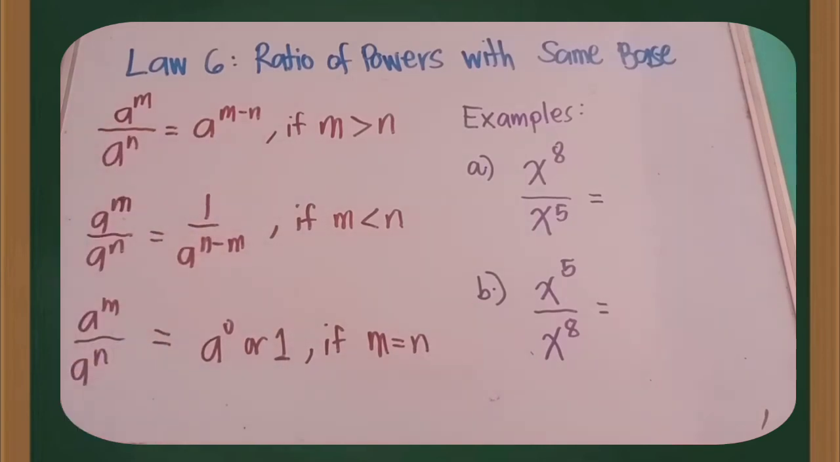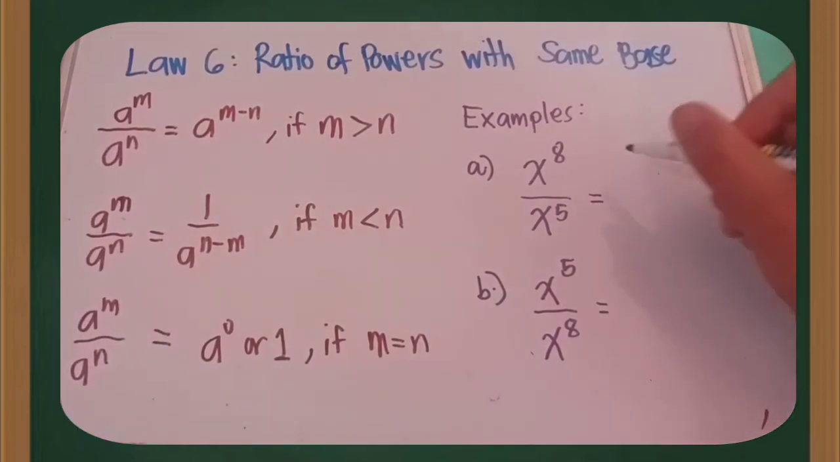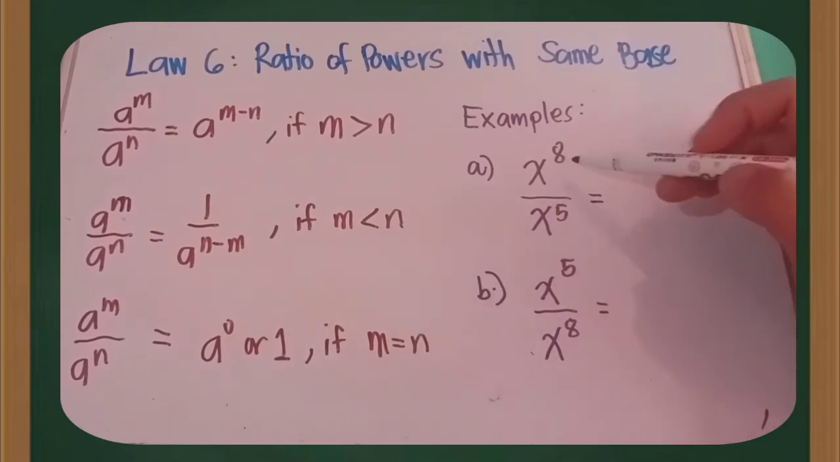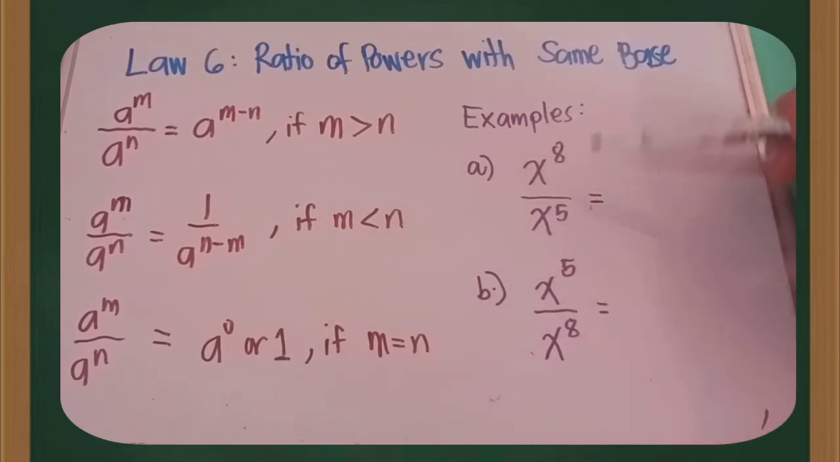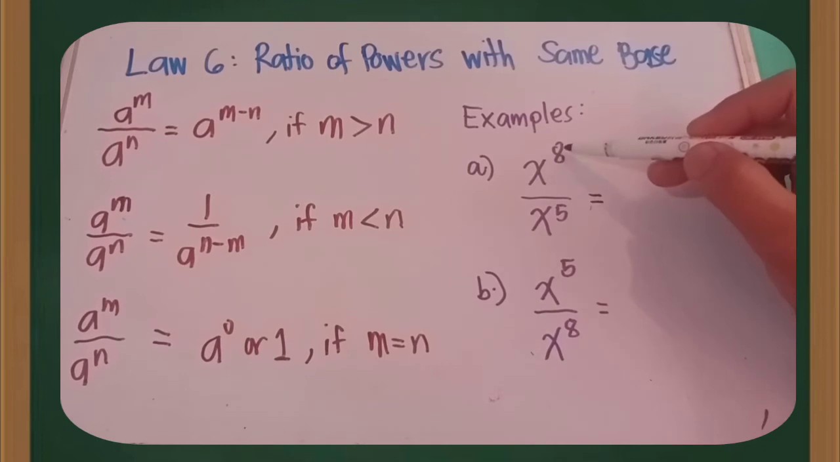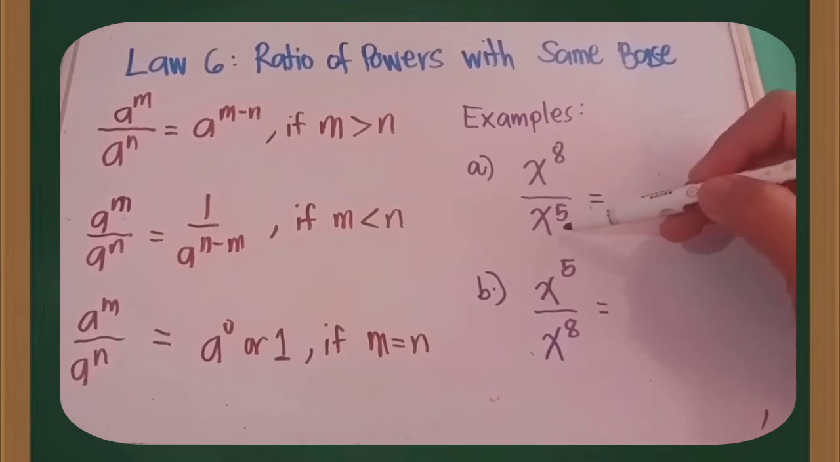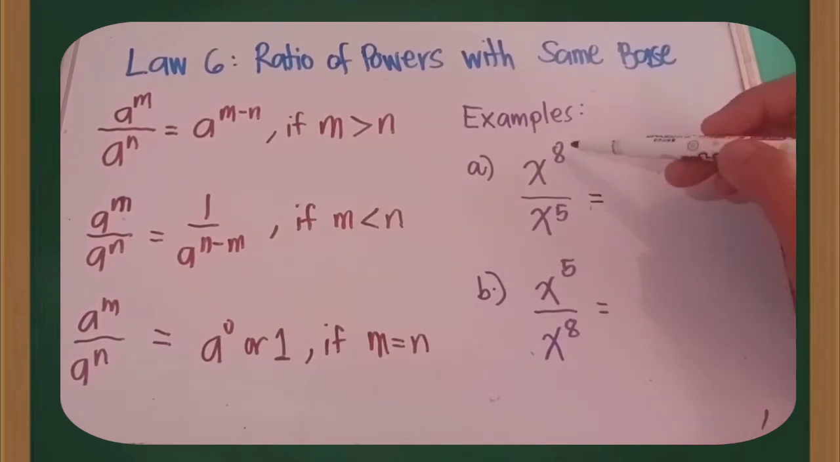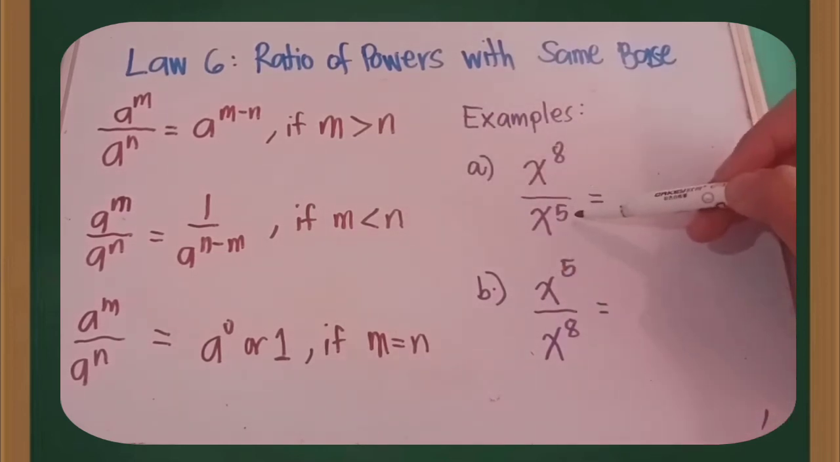Now, what will happen if m is greater than n? Just copy the common base. Let's say, for example, x raised to the power of 8 divided by x raised to the power of 5. So, it falls under the first case, okay, because m is greater than our n.